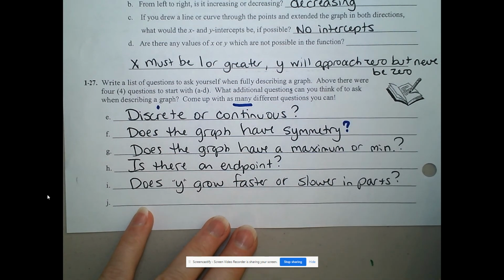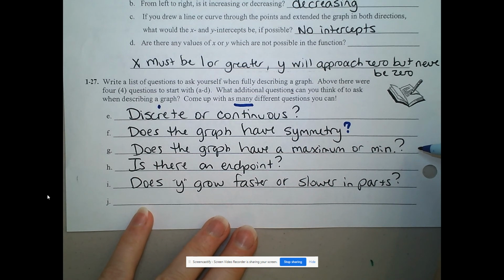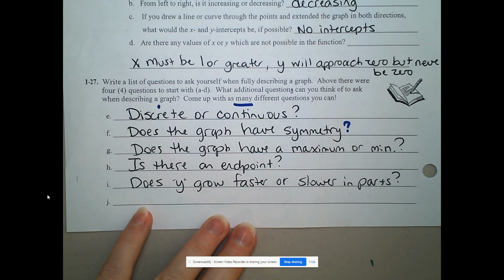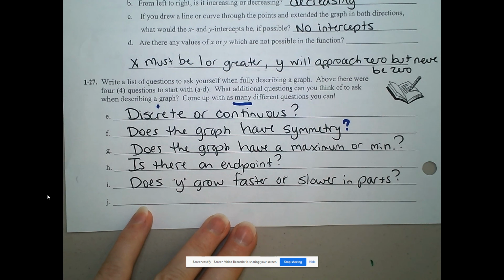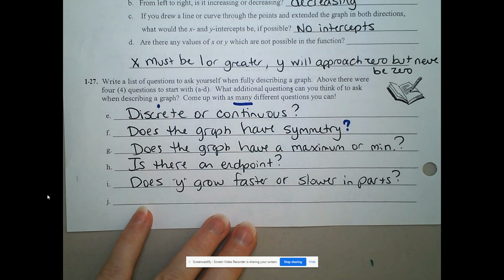Does the graph have symmetry? Does it curve to a point where it goes down and comes back up again? Does the graph have any sort of maximum or minimum? Those are other things to consider, especially if you had a curve, like thinking about water coming out of a water fountain and it goes up and then comes back down. It would have a maximum height. Is there an end point? Is there a place where the data stops, where you stop collecting information? And does y grow faster or slower in parts? Another possible question, does your graph change its slope? Does it start getting faster and faster and faster, or does it just start to slow down? There's a number of options in addition to these, but these were just a few that I had come up with.